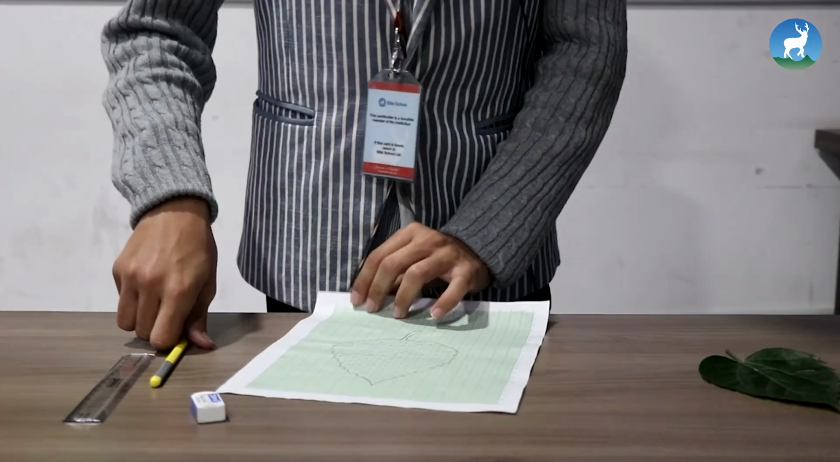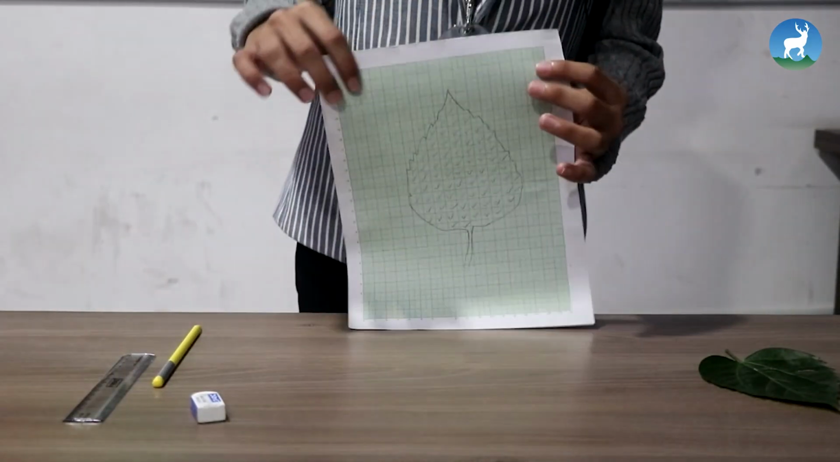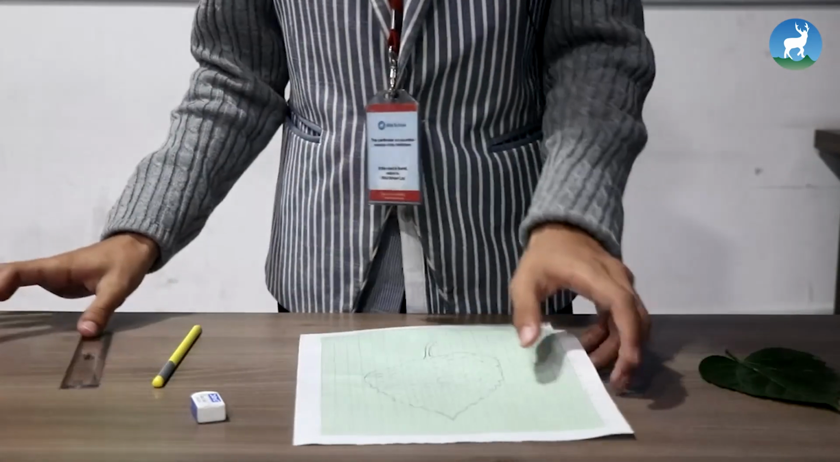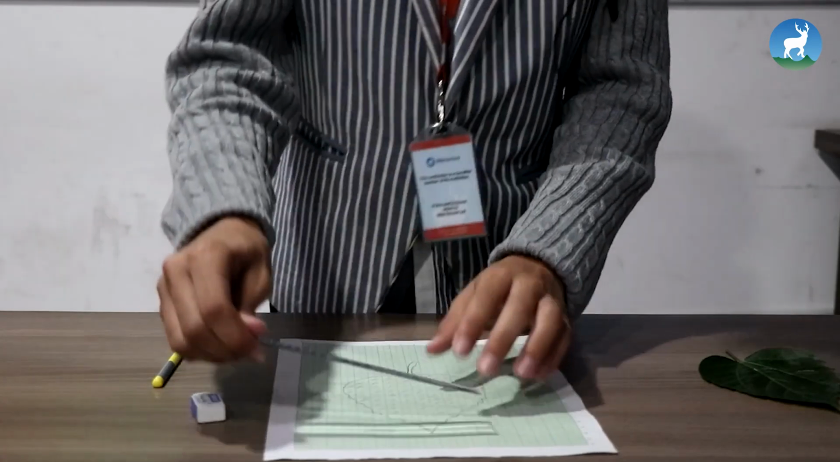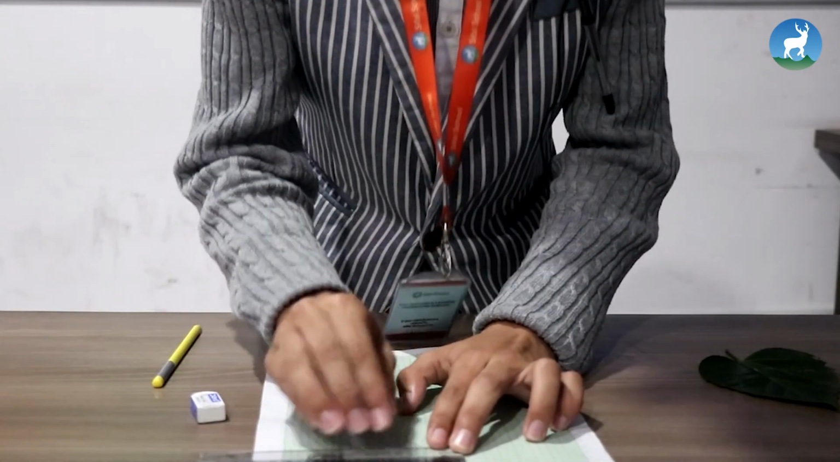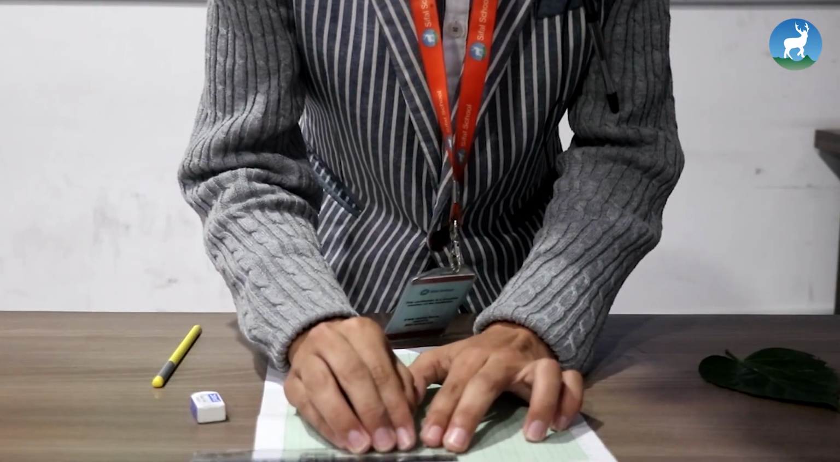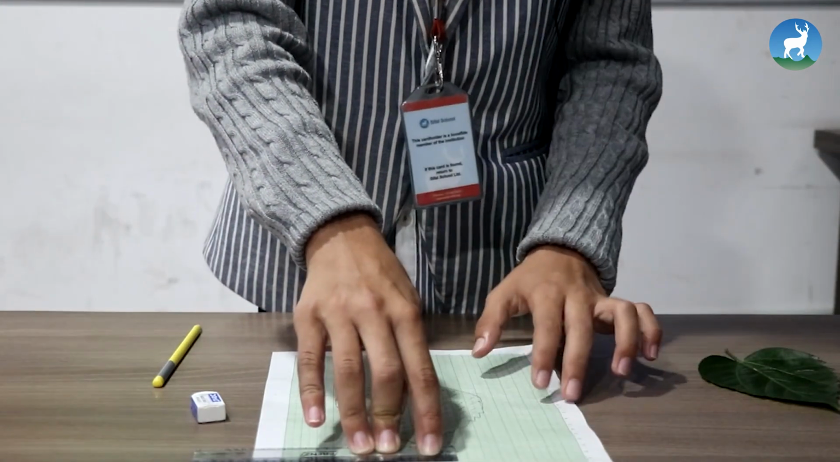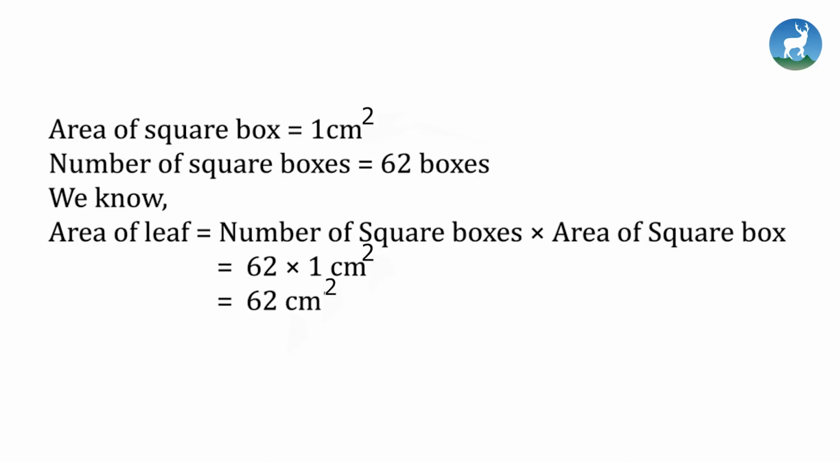Now that we have counted the number of total boxes, we need to find out the area of the bigger square boxes by using the formula length square. As you can see here, each box is 1 centimeter in length, so we can say that the area of the square box is 1 centimeter square. Calculation. Area of square box equals 1 centimeter square.